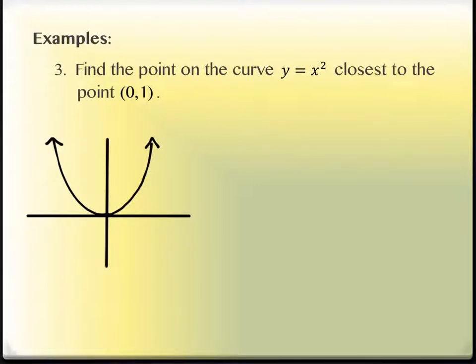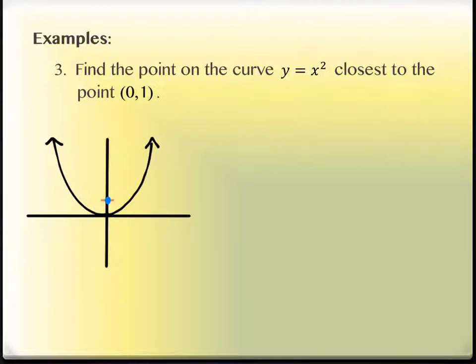0, 1, where is that? On the y-axis, 1 up, right? About right there. So what I want to do is I want to find the place on the curve that's as close as possible to that blue dot.